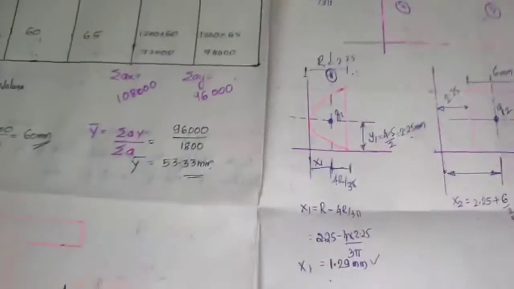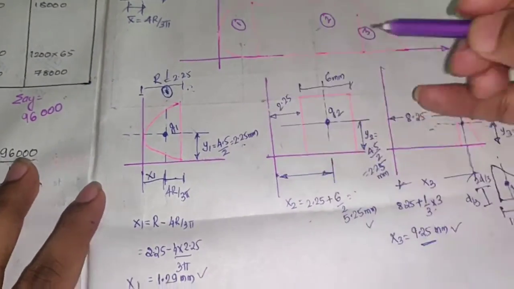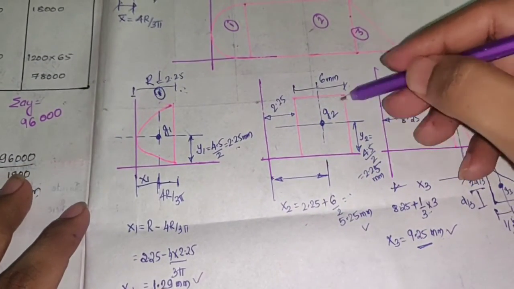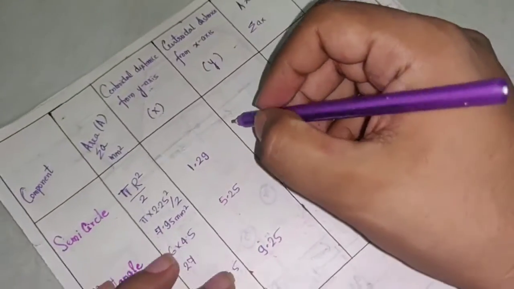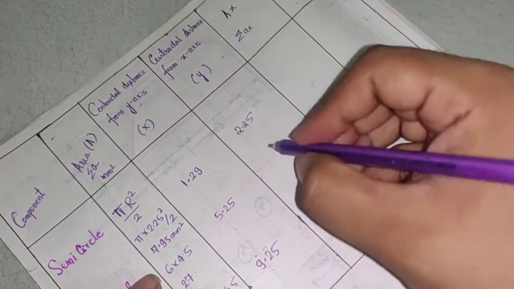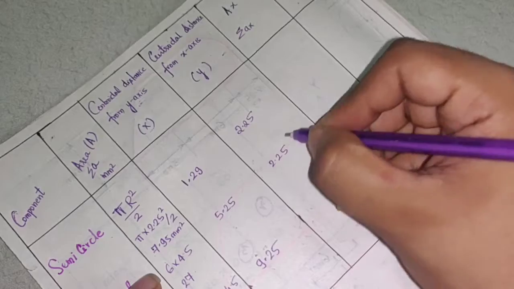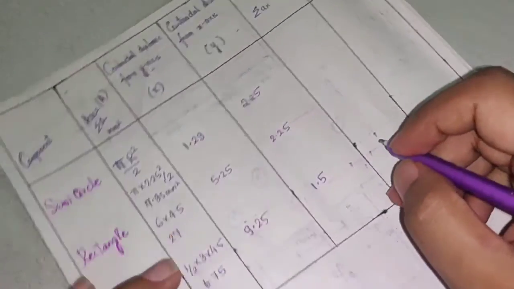Similarly, go ahead and find out what is y distance. Now what is the y distance here? So y distance for semicircle is 2.25 and for rectangle it is also 2.25, for triangle it is 1.5. So write those values here. For semicircle it is 2.25. For rectangle is also 2.25. Then for triangle it is 1.5.